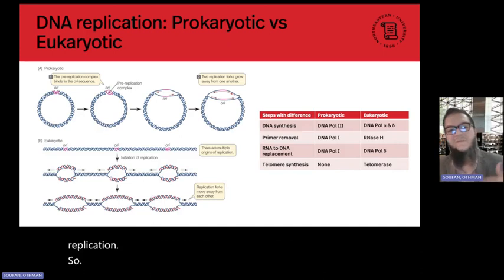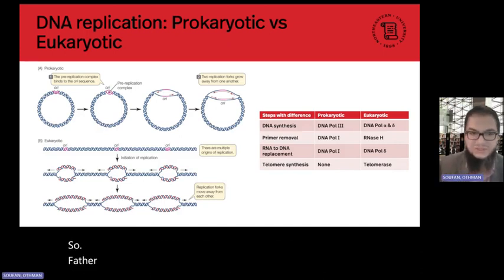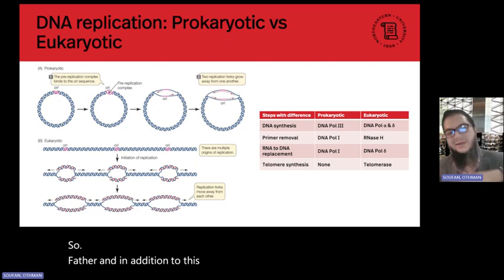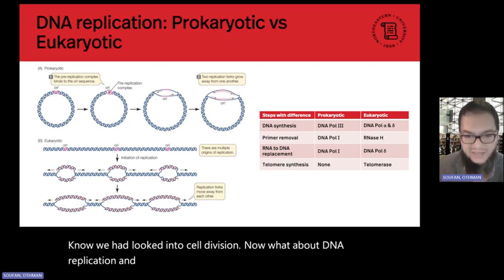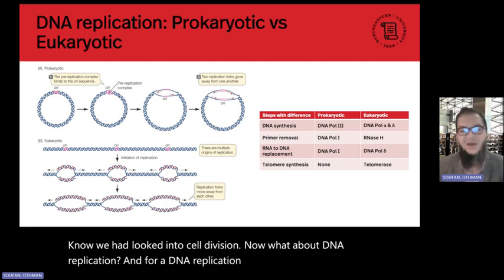So further, and in addition to this, we had looked into cell division. Now, what about DNA replication? For DNA replication, prokaryotes have circular chromosomes.